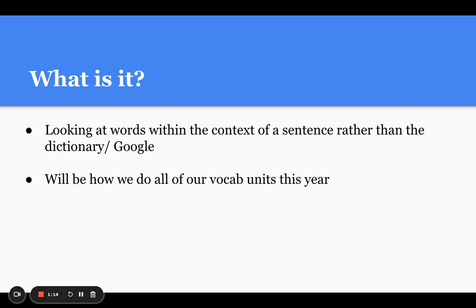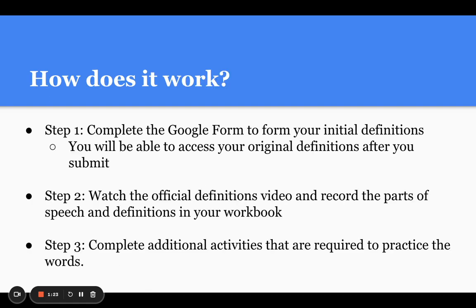Vocabulary in context will be how we do all of our vocab units this year, so you'll get a lot of practice after today. How does vocabulary in context work? There are three major steps for any vocab in context unit. So the first is you will always have to complete a Google form to fill out what you think the word is in context. You'll be given the words and the context of the words from the story that we're studying, and then you are asked to try to figure out what the word means.